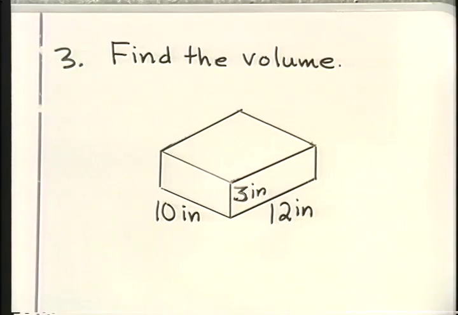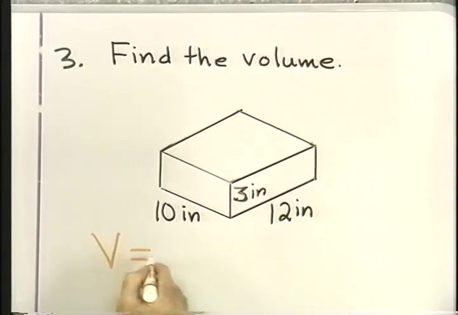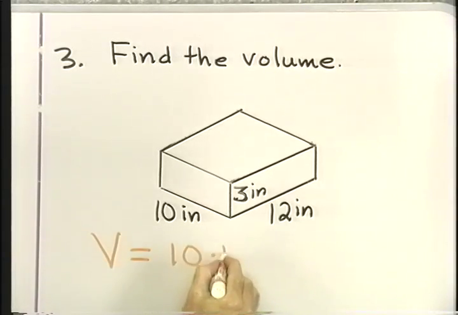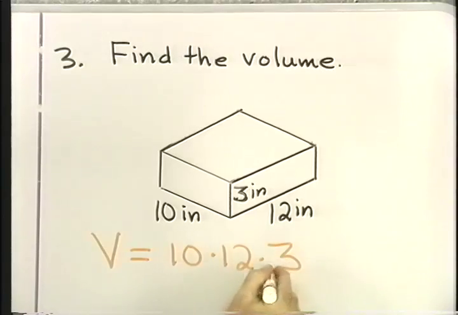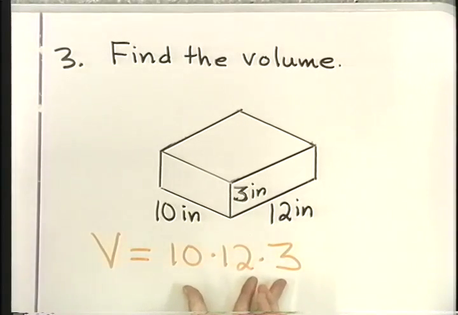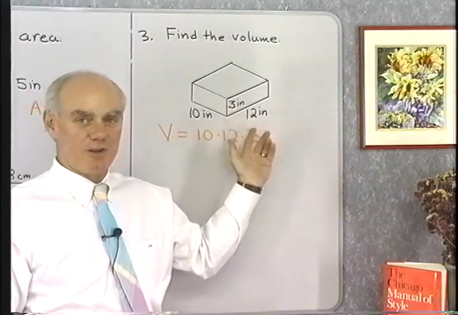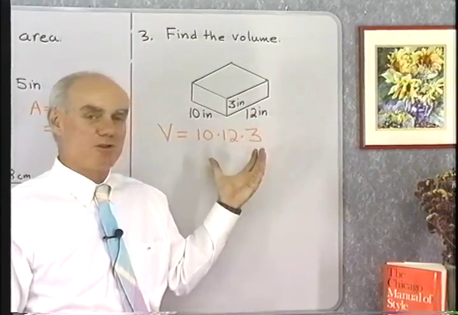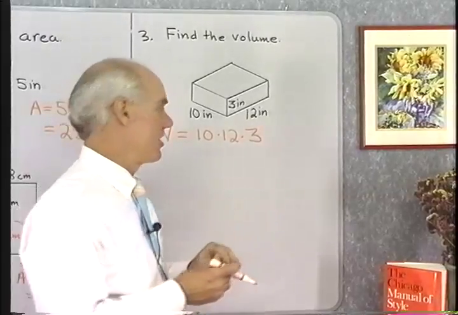And we use the formula length times width times height. So the volume of this solid is going to be length times width times height. It doesn't really matter what order we multiply these numbers in. We're just going to multiply all three dimensions. And what we get is a measure of the volume or capacity for this solid.